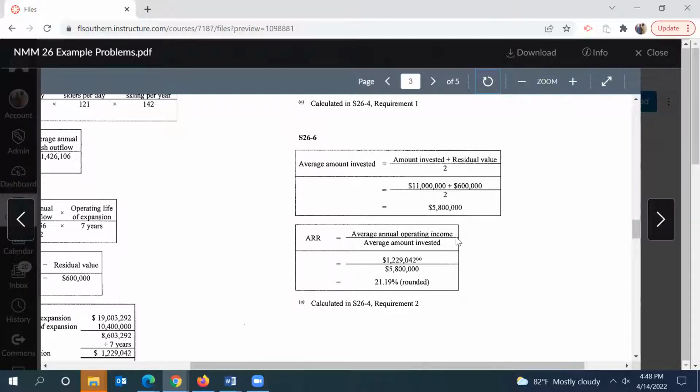Now, finally, the accounting rate of return. We already knew that average annual operating income because we calculated it: $1,279,042. We divide by 5.8 million. Again, accounting rate of return of 21.19%. Good rate of return. So again, higher is better. We want the highest accounting rate of return possible. So if management wanted, let's say a 10% return, they more than exceeded that by twice. Good.